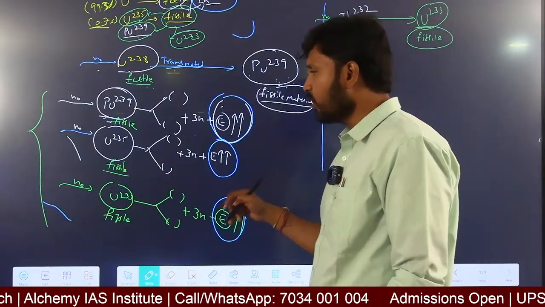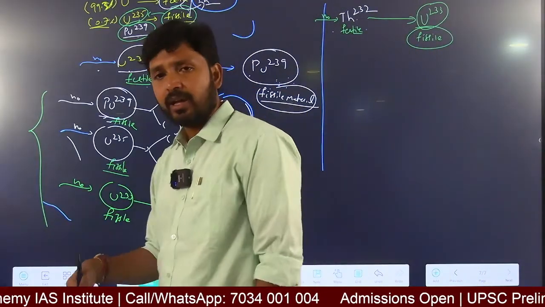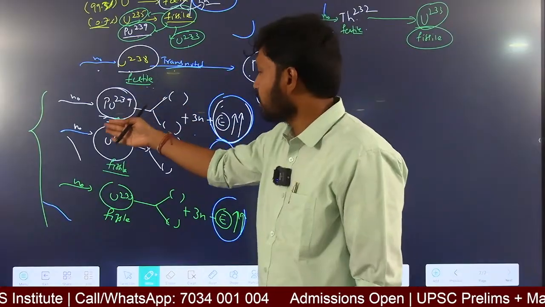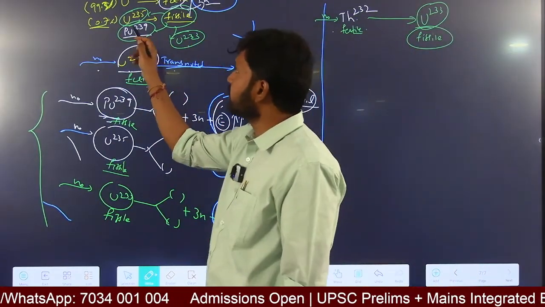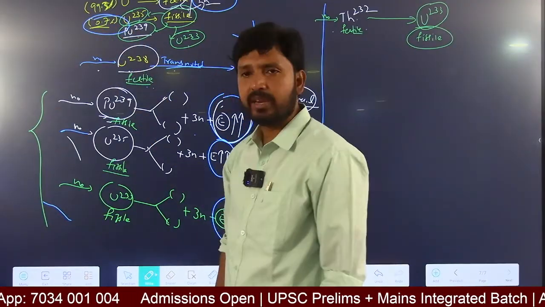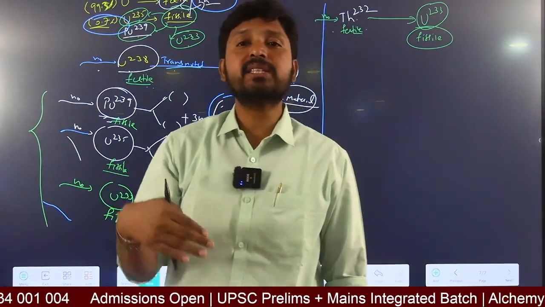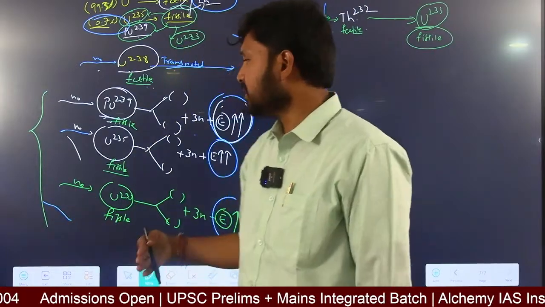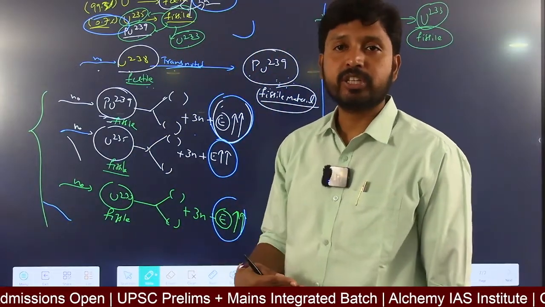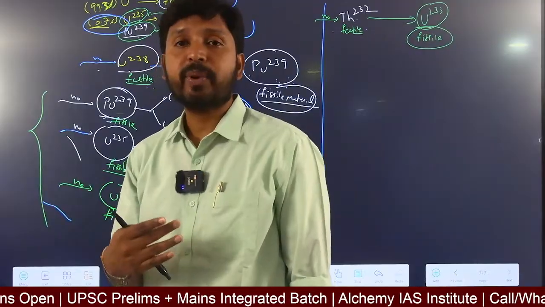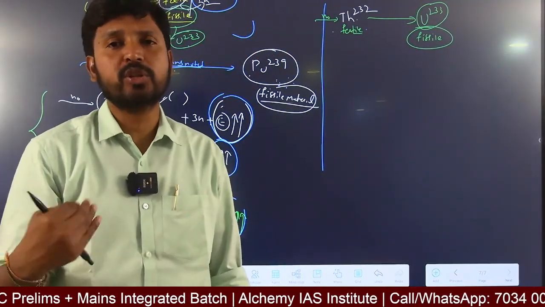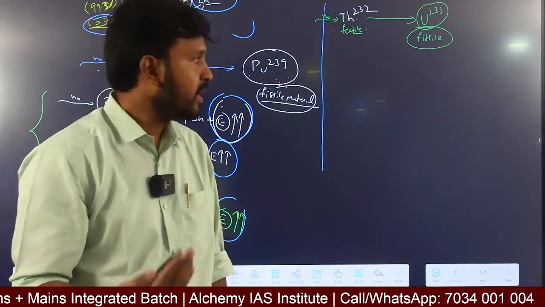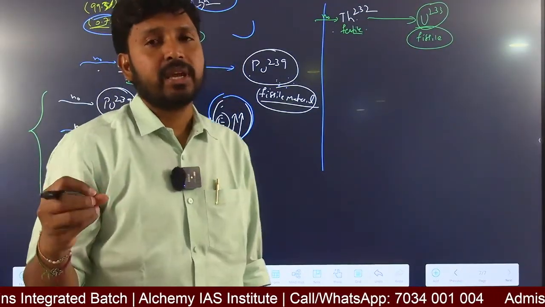I have told you one more topic: the fissile material proportion. Whatever the proportion of fissile material is, it is very, very small in amount. So I want to increase the fissile material proportion, and that is called uranium enrichment. Uranium enrichment is a very important topic. Questions based on uranium enrichment have already been asked in the prelims. So let's see uranium enrichment.